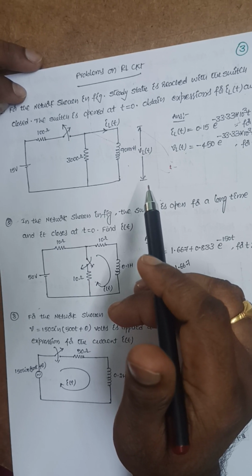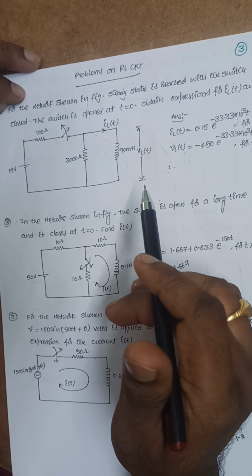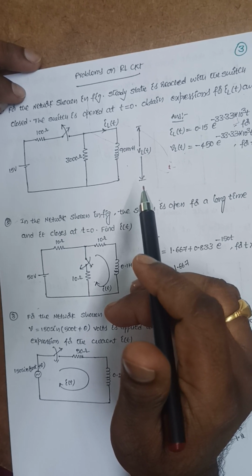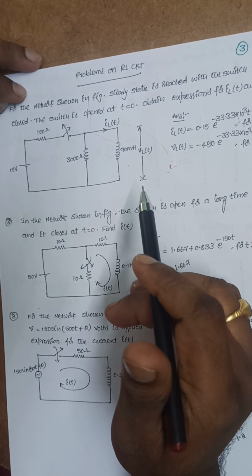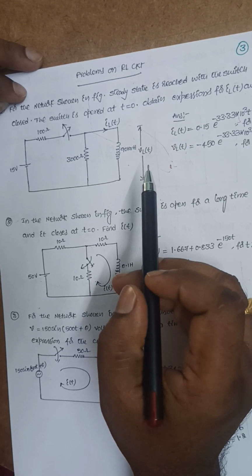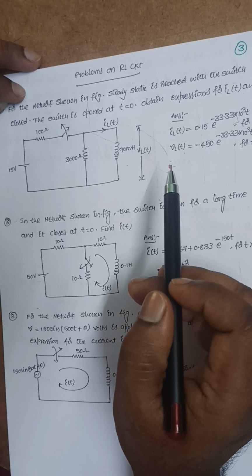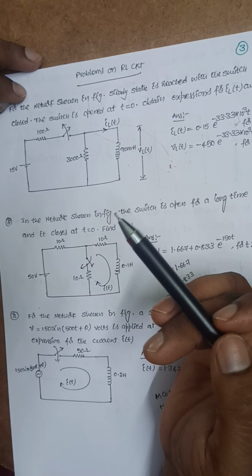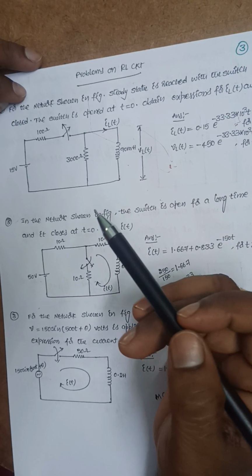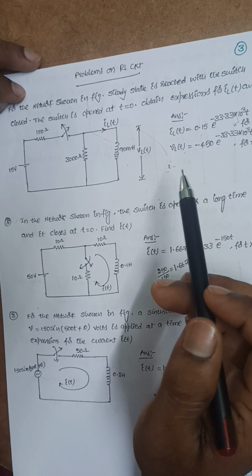After finding the values of IL of 0 minus, IL of 0 plus is also the same as IL of 0 minus, because the inductor doesn't allow sudden changes in current. So IL of 0 plus is equal to IL of 0 minus, which is equal to I0, that is equal to IL of 0. Next step is we need to draw the circuit for t greater than 0.